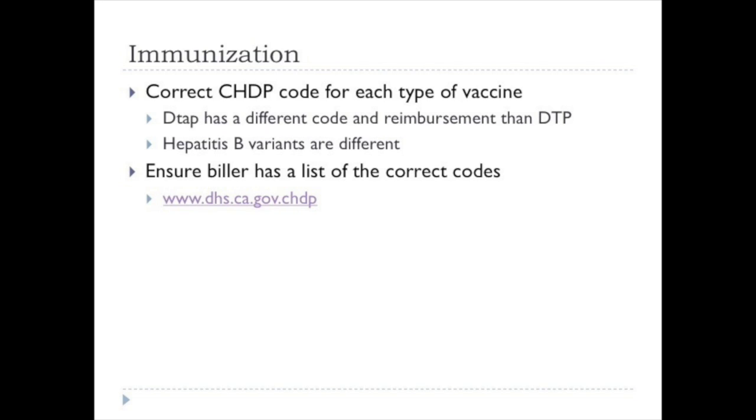There is a specific code for each type and brand of vaccine. For example, DTaP has a different code and reimbursement rate than DTP, and all the hepatitis B vaccine variants are different. Make sure that your biller has a list of the correct codes. These codes can be found at www.dhs.ca.gov/chdp.